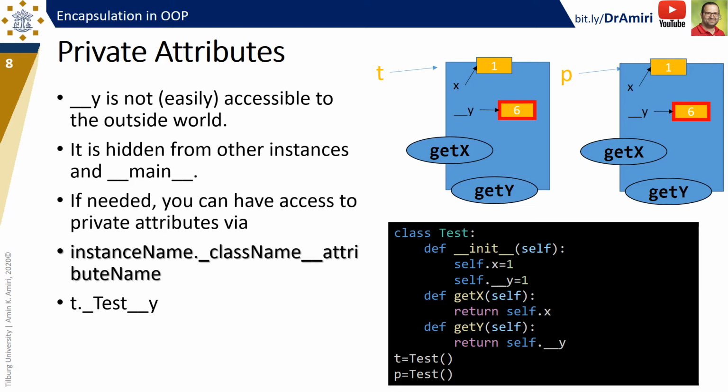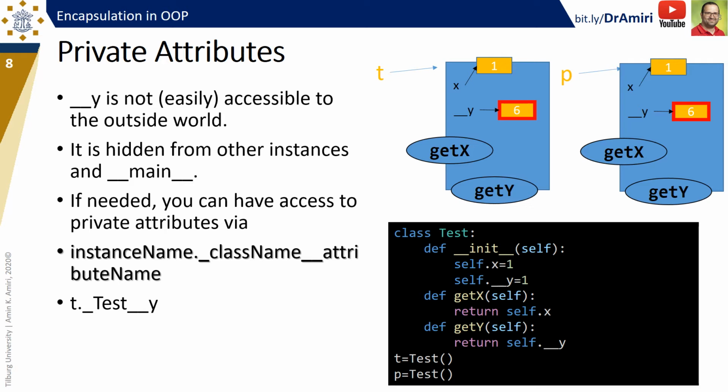But what we know is that getX and getY of that instance of the class can have access to private Y. So in this case, the getX of T can have access to its private Y, but the getX of P cannot have access to the private Y of T.